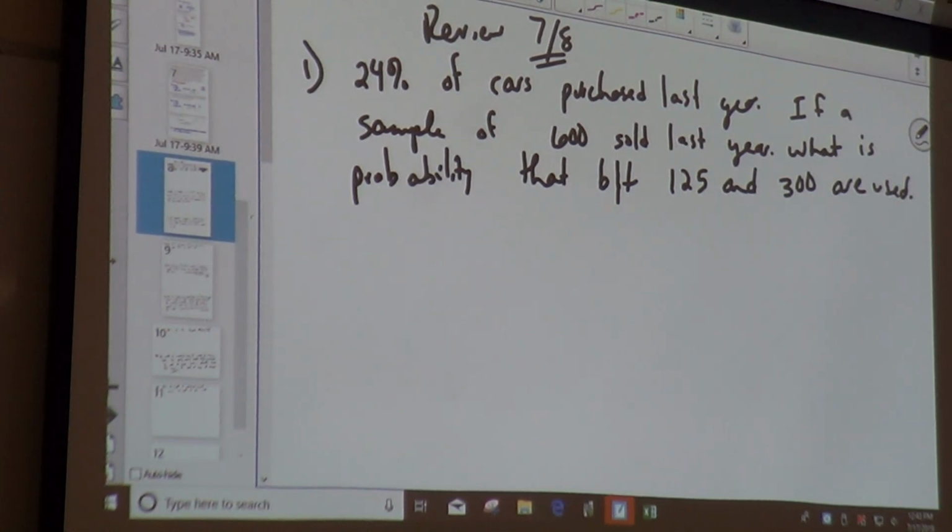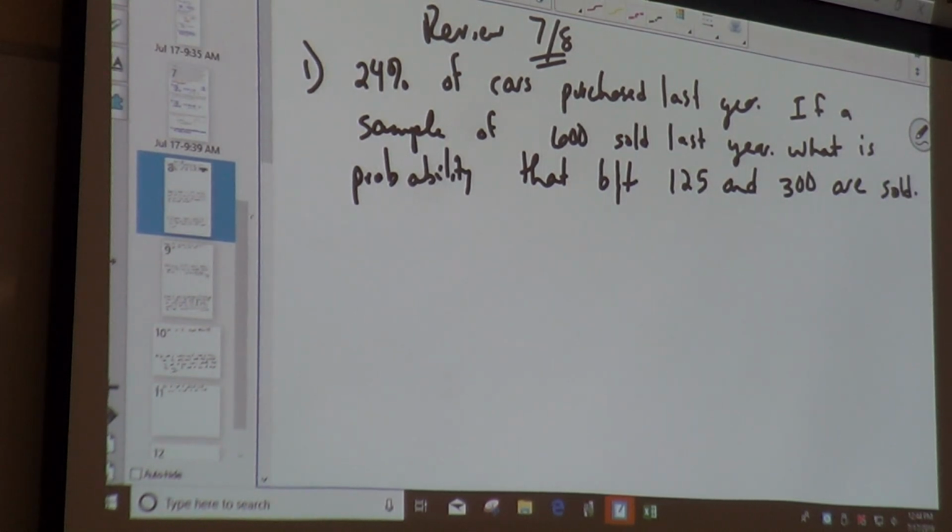All right, for this first one, 24%, and I just quickly wrote them while we were on the break, so it's not the best handwriting. 24% of cars purchased last year. If a sample of 600 were sold last year, what is the probability that between 125 and 300 are sold?